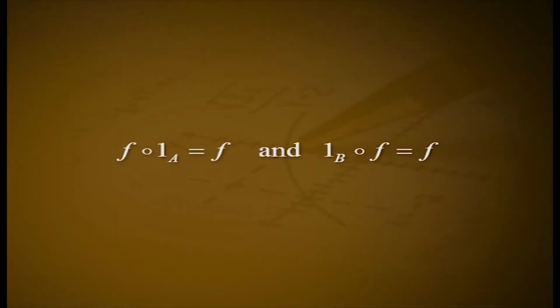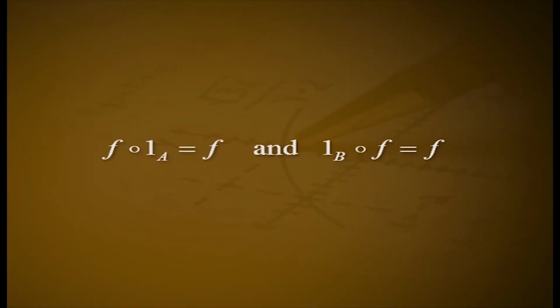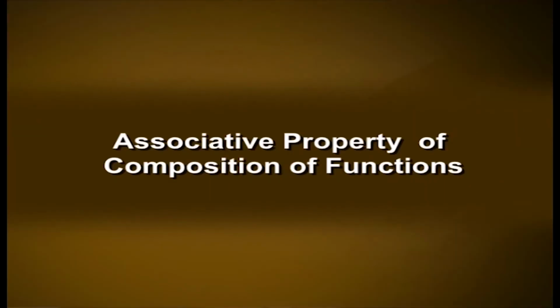Example 12. Consider any function f from A to B. Then one can easily show that f∘1_A is f and 1_B∘f is f, where 1_A and 1_B are the identity functions on A and B respectively. In other words, the composition of any function with the appropriate identity function is the function itself.